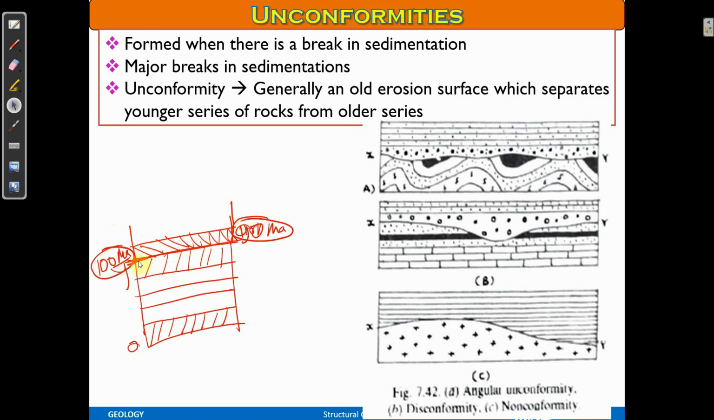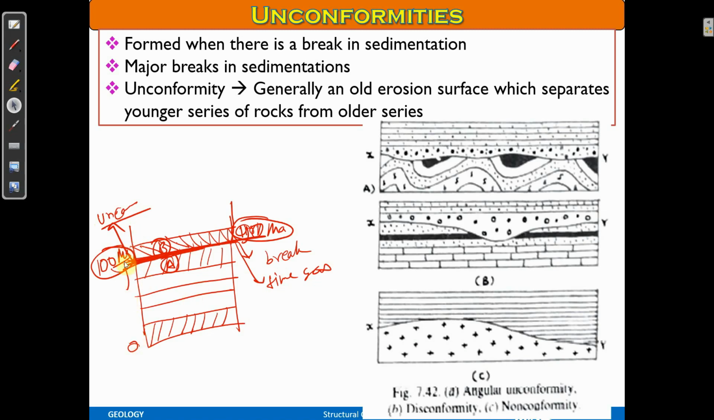So there is a gap, and this boundary I am marking differently. This boundary is giving you the idea. This is the boundary where the break is identified, which basically gives you the idea of the time gap between the sedimentation. So this layer A and this layer B could be consecutive layers, but there is a time gap of sedimentation, and this is called hiatus or unconformity. This is the unconformity plane.